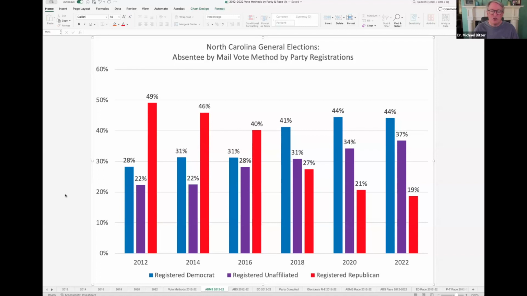And I think the drop from 2018, 27% registered Republicans, down to 21%, and then in 2022, only 19%, has some influences by external forces at play in that dynamic. Any general questions or observations on this one?